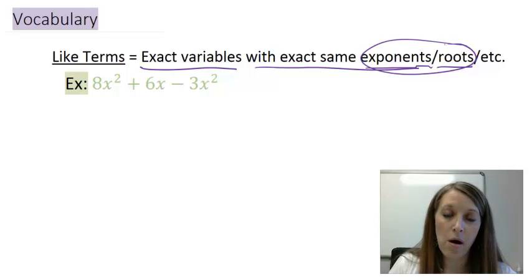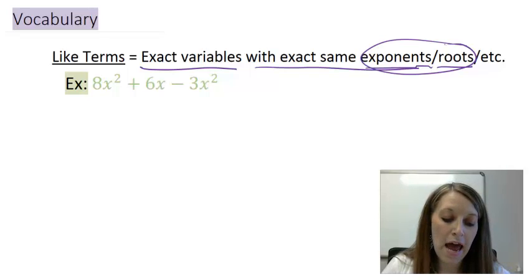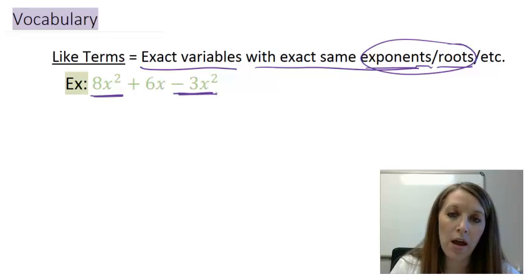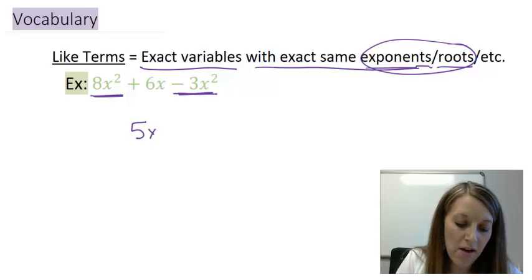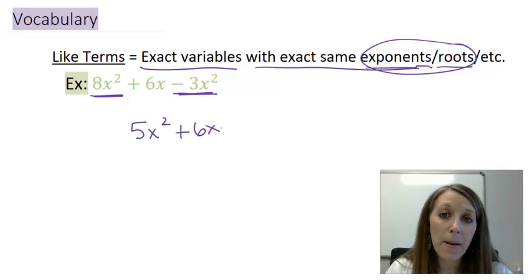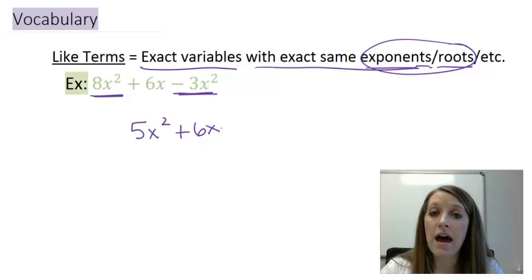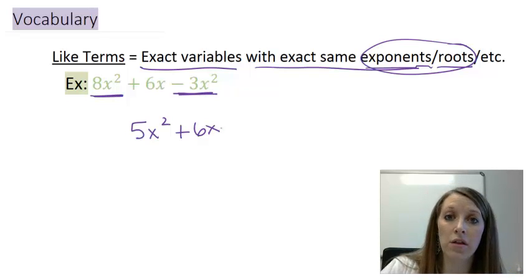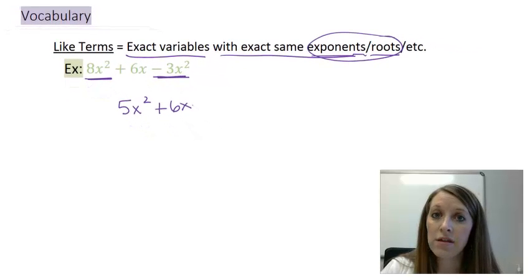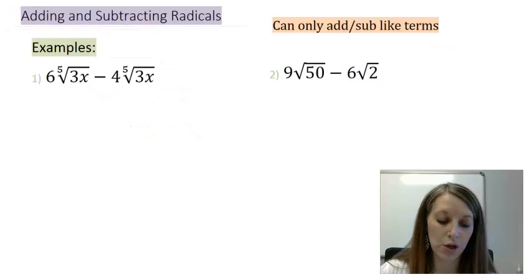So, just a review from our polynomial video, when I try and add these three terms here, I can actually only add two of them, the 8x squared and the negative 3x squared, because those are like terms. 8 minus 3 gives me a 5x squared, and then the 6x I can just copy down. I cannot combine it with anything because it does not have the exact same exponent like the other two do. So this is the principle that we're going to use when we're adding and subtracting radicals. Everything has to match. They have to be like terms.